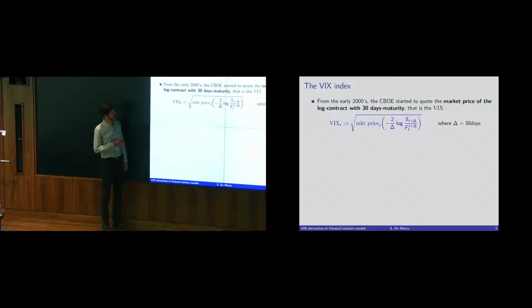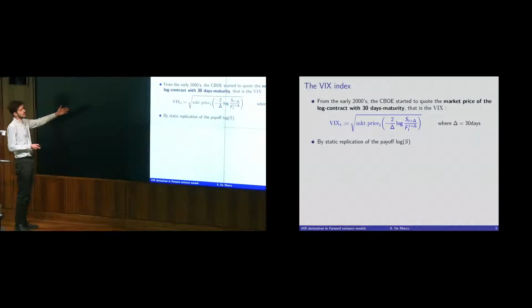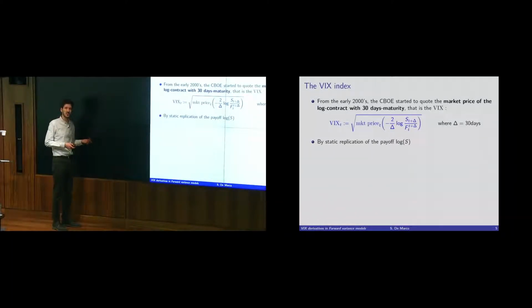The market price of this log contract, with maturity T plus delta, where delta here is 30 days, and F is the forward price of S. If there are no interest rates, this is just S_T, okay? As I said, price this object, take the square root, and this gives you a number. Then how does the CBOE do that? How do you compute the price of this derivative? You can't do it in a way that depends on the model. You want to do it in a model-free way. We know how to do it, right?